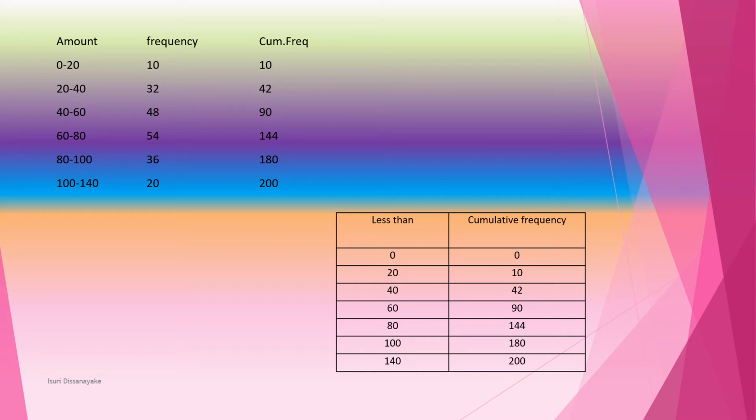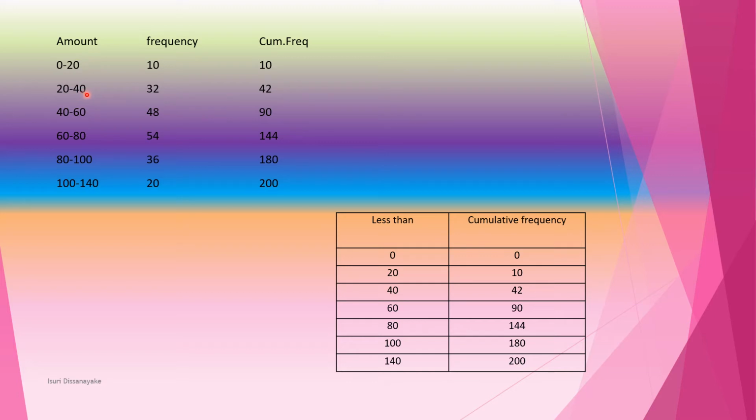When you mark the points in the cumulative frequency curve, the first point to mark is the lower bound here of the first class interval. At 0, the cumulative frequency is also 0. Next, less than 20, the frequency is 10. So you can see in my separate table, at 20, I will be marking 10.